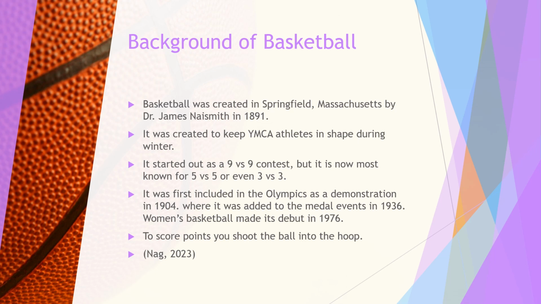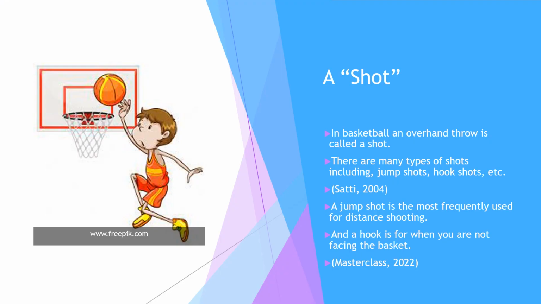The ultimate goal of basketball is to shoot the ball into the hoop. By the end of the game, you want to have made more baskets than your opponent. Now, what exactly is a shot? The simplest way to put it is that a shot is an overhand throw.